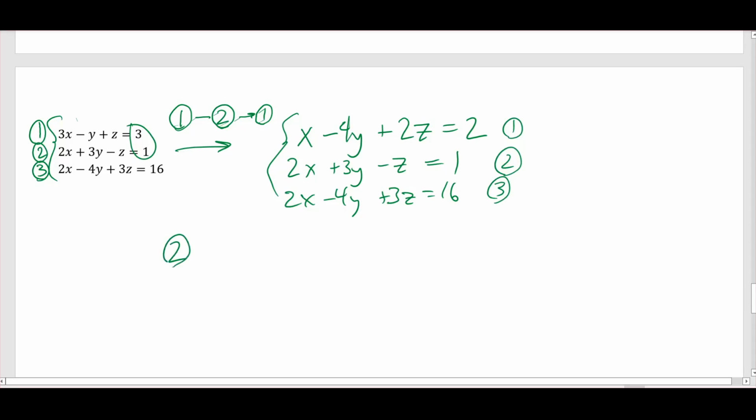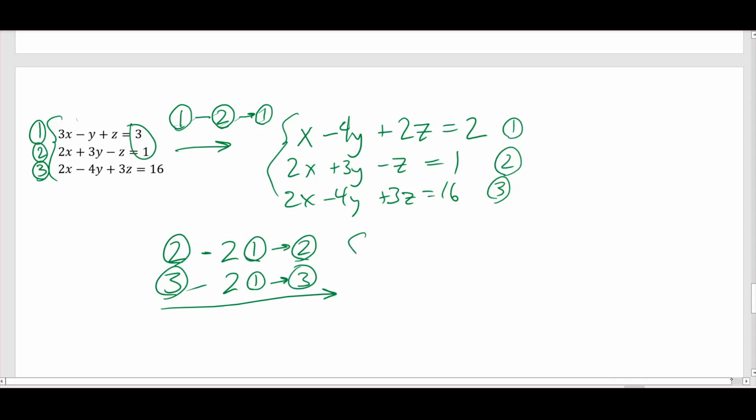So if we take row 2 and subtract off 2 times row 1, we're going to put that in place of row 2. And why don't we do the same thing with row 3? So we can take row 3 and subtract off 2 times row 1 and put that in place of row 3. Okay, so that's our whole step. So row 1 is not changing.